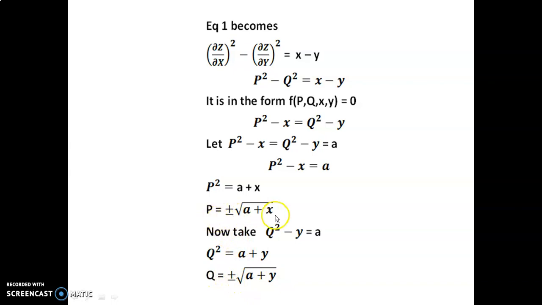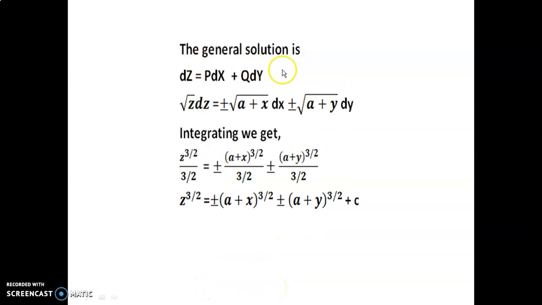Thus we get p in terms of x and q in terms of y. The general solution is given as d capital Z equal to p dx plus q dy. Substitute d capital Z as root z dz. P is plus or minus root of a plus x, dx, plus or minus the value of q, root of a plus y, dy.